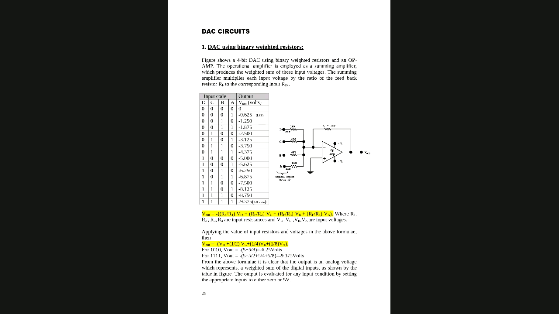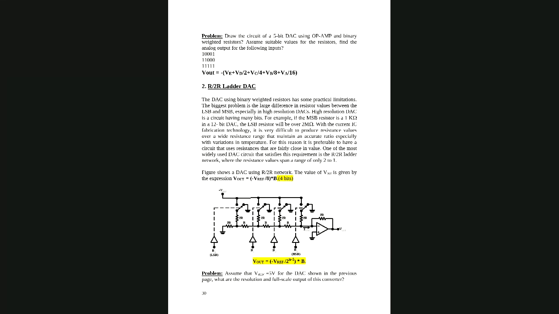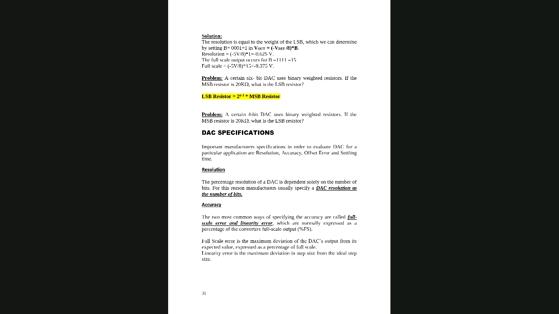This one is the MSB resistor, and this is the LSB resistor, right? What is the relationship? The relationship is based on this formula: 2 to the power n minus 1 times MSB. You will apply this formula in this problem. Depending upon what is given to you, if you are given the MSB resistor and the number of bits and have to find the LSB, you will apply this.